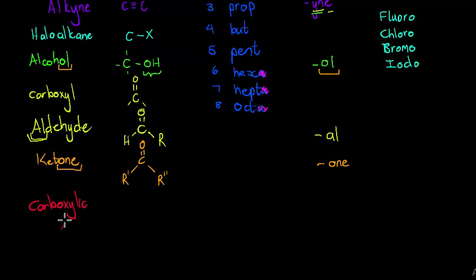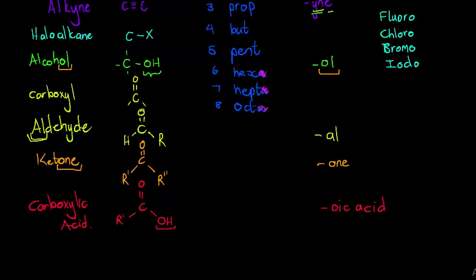Carboxylic acids. The carboxylic acid was a carbon double bonded to an oxygen, bonded to a substituent group, but on the other side, instead of bonding to another carbon or hydrogen, it is bonded to an oxygen and a hydrogen. In other words, similar to an alcohol, but this is not an alcohol. This is a carboxylic acid, and the carboxylic acid ends on the words oic acid.